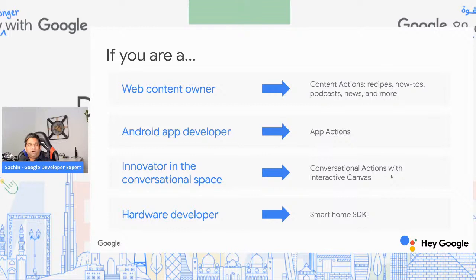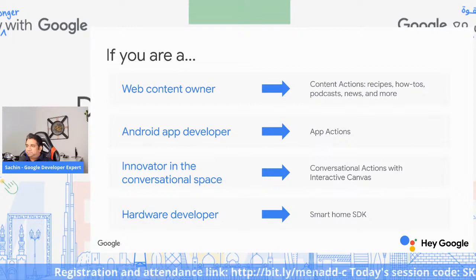And finally, for hardware developers, you have smart home integrations, as I've talked about a lot in my previous talks. The Google Assistant is a classic example of how easy it is to do your home automation. You can control devices using voice, and that's what I've been doing for quite a while.